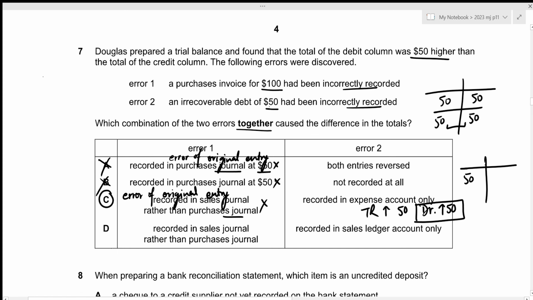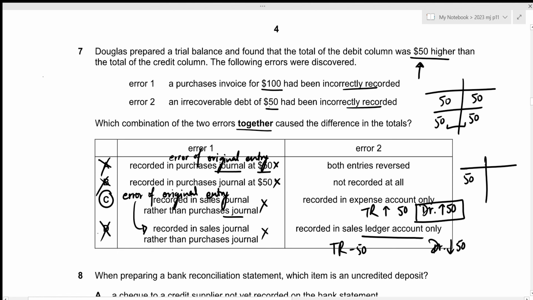Let's have a look at the fourth option as well. For the first error, it's recorded in sales journal rather than purchases journal, which is an error of original entry. We do not have to consider this because this will not be reflected in the trial balance. For error 2, we have recorded in sales ledger account only. So it means that in our trade receivables we subtracted 50, but we did not include 50 as part of our expense on the debit side. So our debit side is actually understated by 50, but we're looking for the debit column 50 higher, not 50 lower. So option D is incorrect.